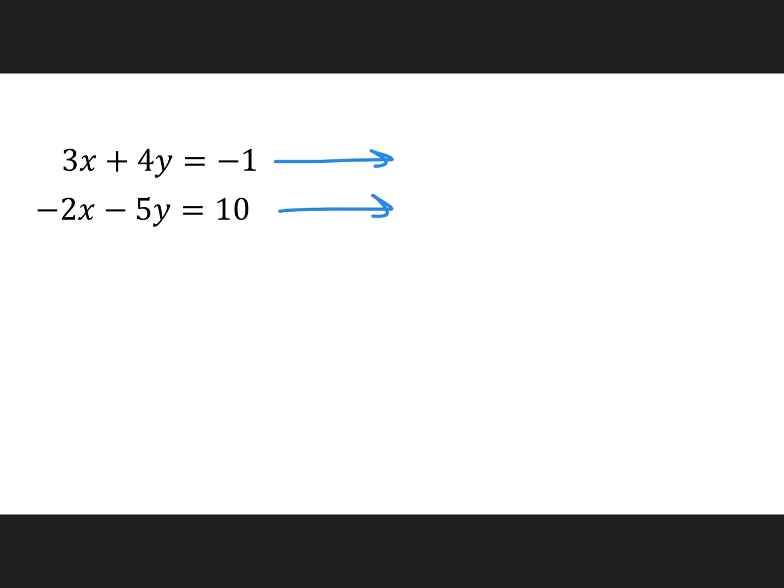Since the x's already have opposite signs, I don't have to worry about a negative. So I'm going to just multiply this top one by 2. That way I'm going to get a 6x. I'm going to multiply the bottom equation by 3, and that way I get a negative 6x. Let's show you how this works.